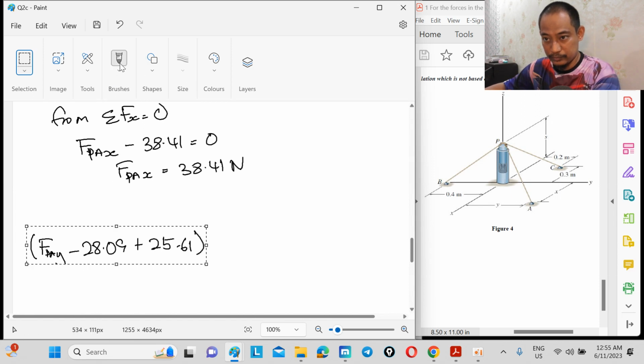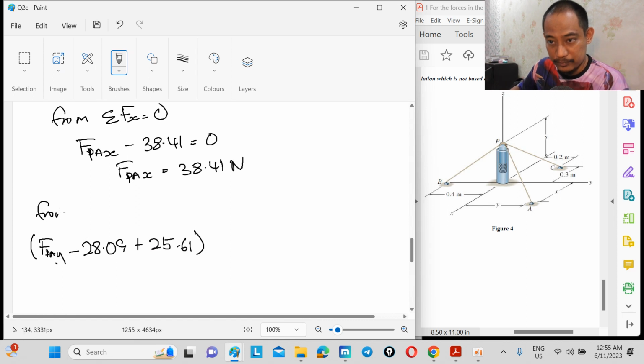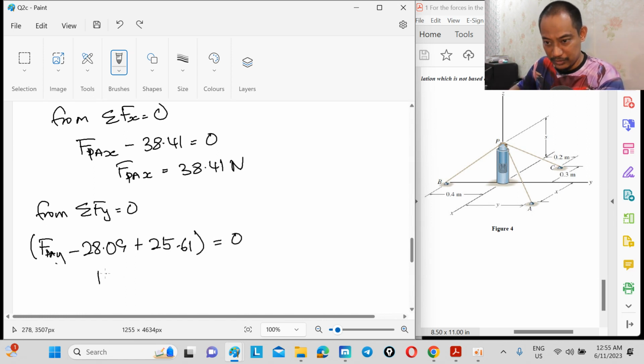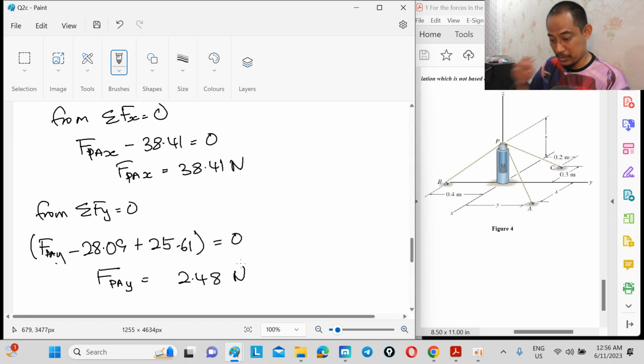From summation of Fy equal to 0, this should be equal to 0. When you are rushing, you tend to become more flustered. So it will become 28.09 minus 25.61, so you'll get 2.48 Newton. Minus 28.09 plus 25.61, carry that over, 2.48.